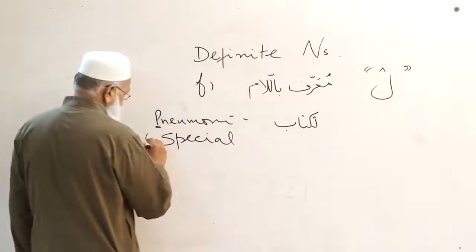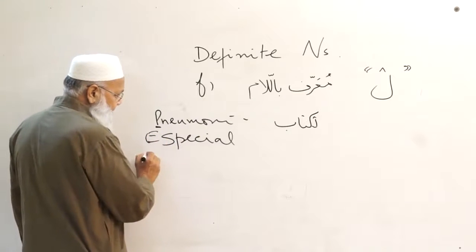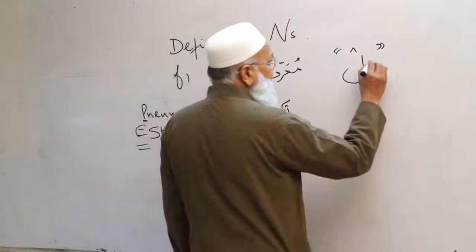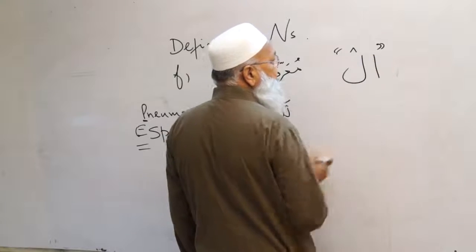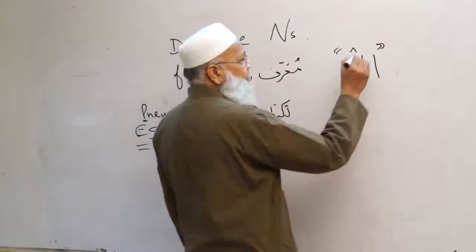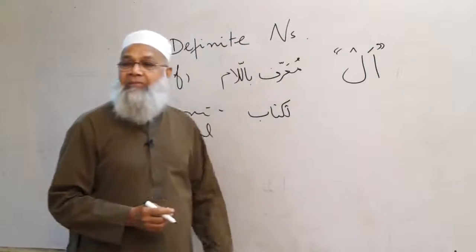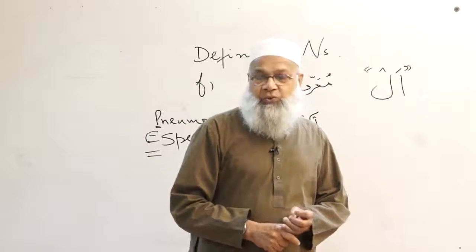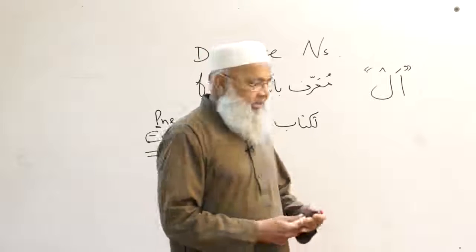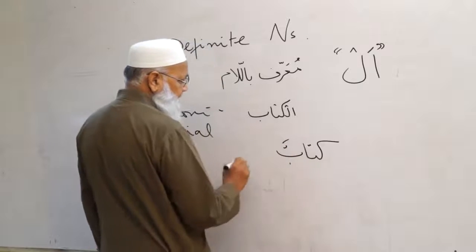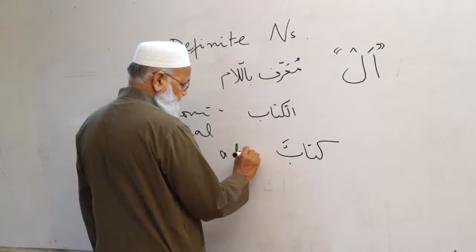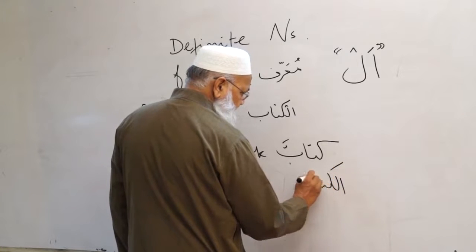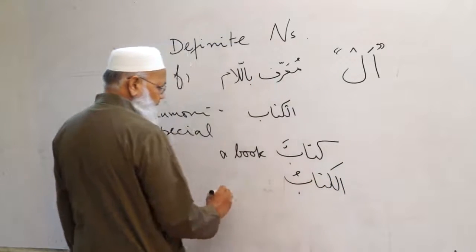Similarly, like the addition of E before special, or at least in pronunciation, in Arabic a hamza is added before this, and it becomes al. Al-kitabu, al-baytu. Kitabun means a book. Kitabun is a book, and al-kitabu means the book.